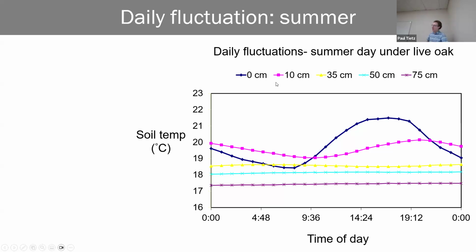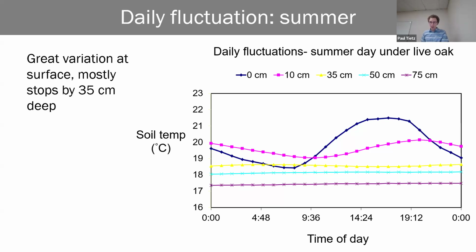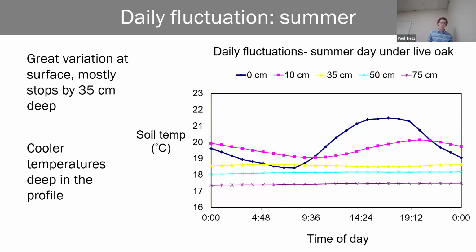But then by the time you get 35 centimeters down, 1 foot, this yellow line here, if you can see it, it's really flattening out here. And then 50 and 75 are these two, the light blue, purple line. Those are really kind of steady throughout the day. Not much daily variation. So there, we do see great variation at the surface here, but it mostly stops by the 35 centimeter depth in this example profile. And on a summer day here, we observe cooler temperatures deeper into the profile.